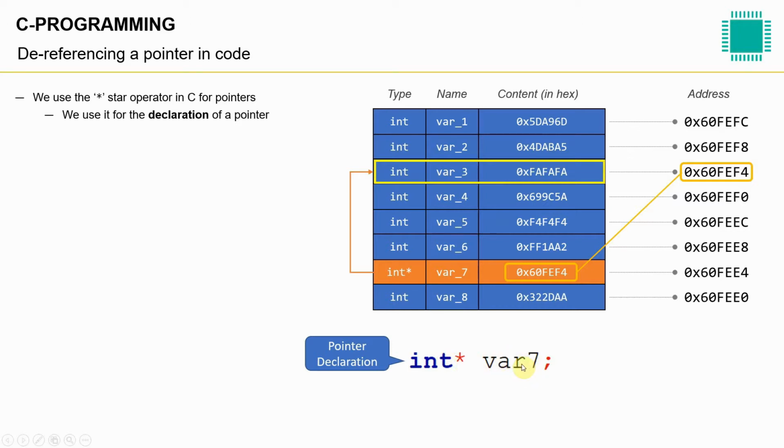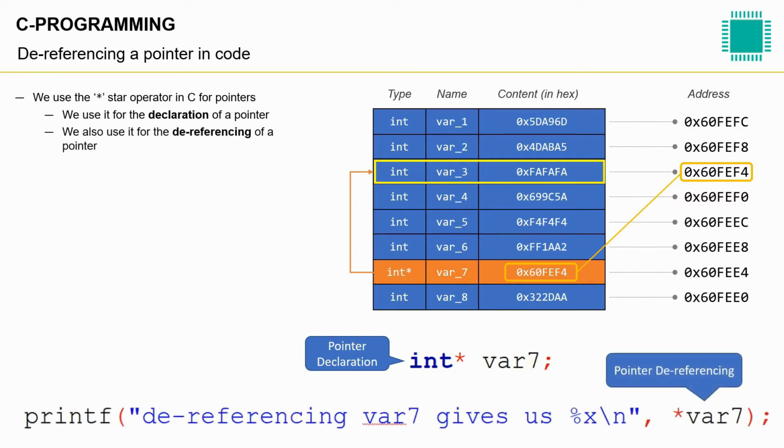Okay, we are also using it for pointer dereferencing. Dereferencing a pointer means reading the thing that the pointer is pointing to. And this is what dereferencing the same pointer would look like. So you can see pointer declaration looks like this and pointer dereferencing looks like this. The only difference between declaration and dereferencing is that in the declaration you have the data type in front, while in dereferencing you don't have the data type, you just have the name of the pointer.